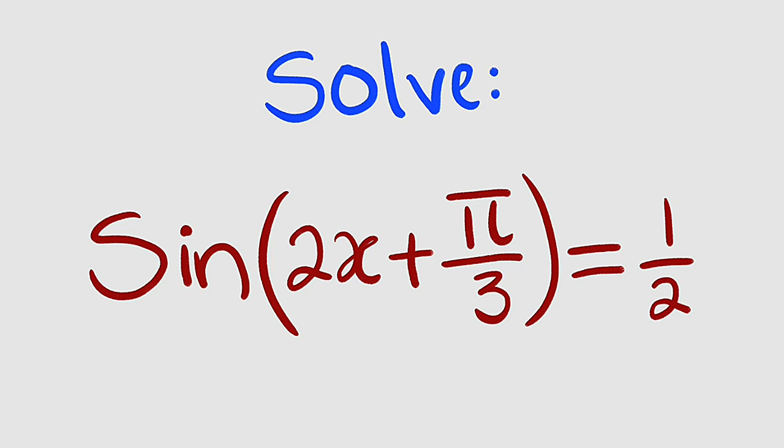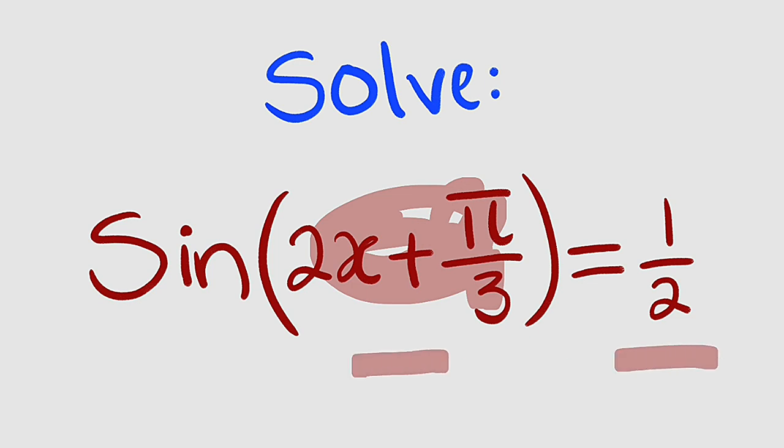In this tutorial, we are going to find a solution to this trigonometric equation. We are asked to solve the equation sine of (2x + pi/3) equal to 1/2. Before we start solving this problem, there is something very important you need to consider. You have to consider the whole of this argument, 2x + pi/3, as an angle. So the question you need to ask yourself is, sine of what angle is equal to 1/2?